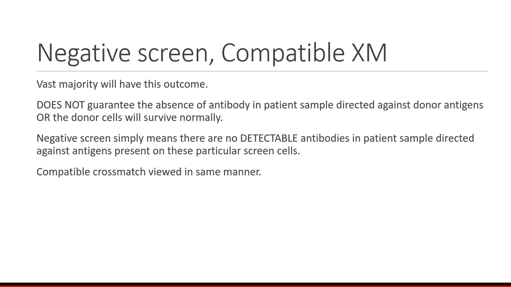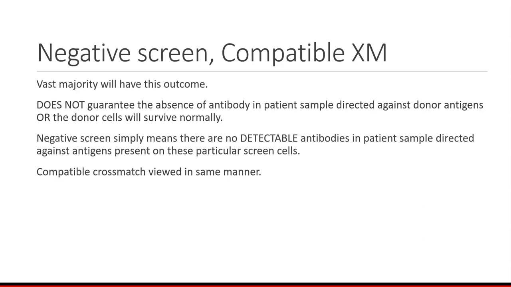Let's go through the different interpretations of our cross-matches. The first is you have a negative screen and compatible cross-matches. The vast majority of the cross-matches that you will perform will have this outcome. This does not guarantee the absence of an antibody in a patient sample directed against donor antigens, or that the donor cells will survive normally. Because again, remember in your immune response, once the emergency is over, antibody levels drop, and frequently with some blood group antibodies, these can fall below the level of detectability, meaning the antibody's there, but our test system isn't sensitive enough.